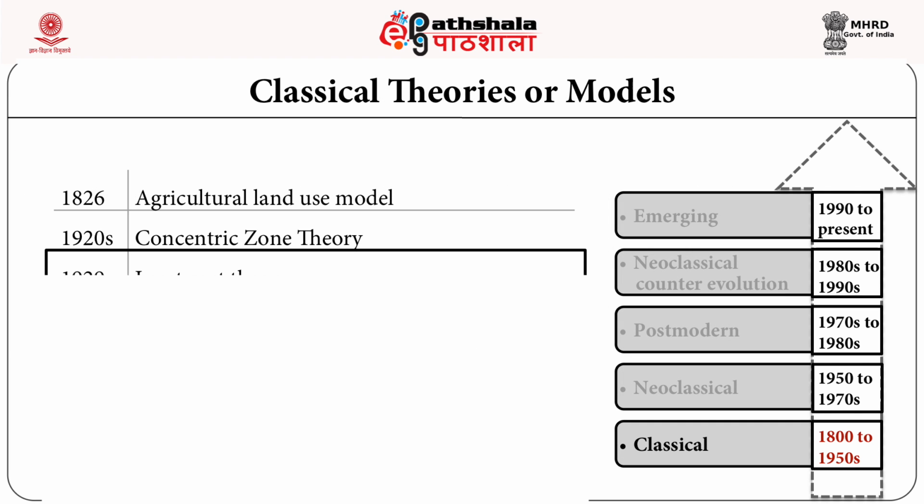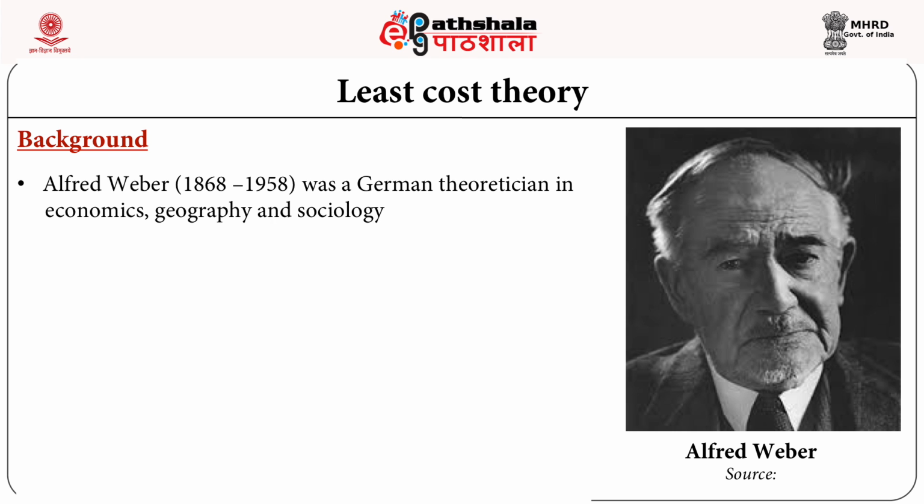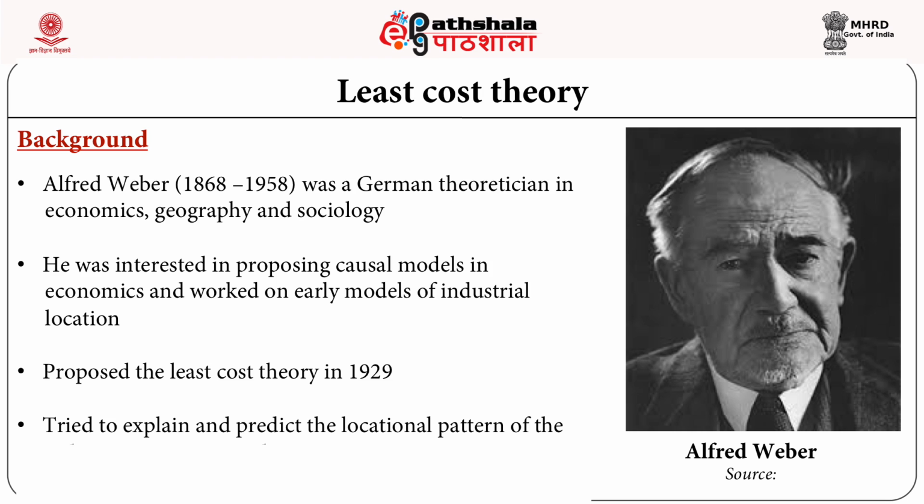Now we come to the least cost theory of 1929. The least cost theory was put forth by Alfred Weber, a German theoretician in economics, geography and sociology, with a lifespan spanning from 1868 to 1958. He was interested in proposing causal models in economics and worked on early models of industrial locations, and he proposed this theory in 1929. He tried to explain and predict the locational pattern of industry at a macro scale.